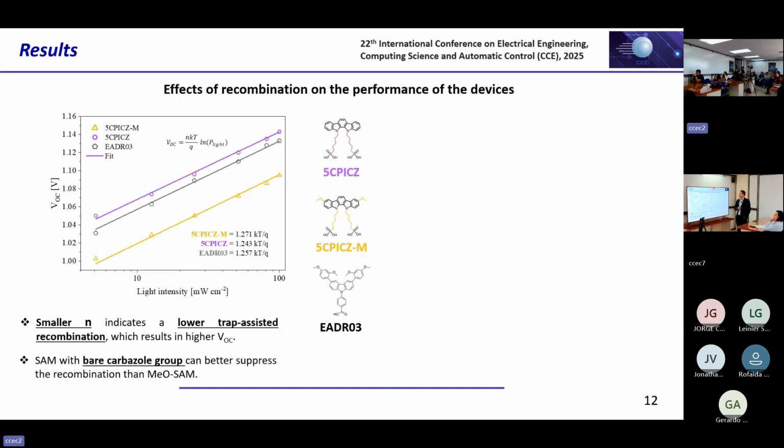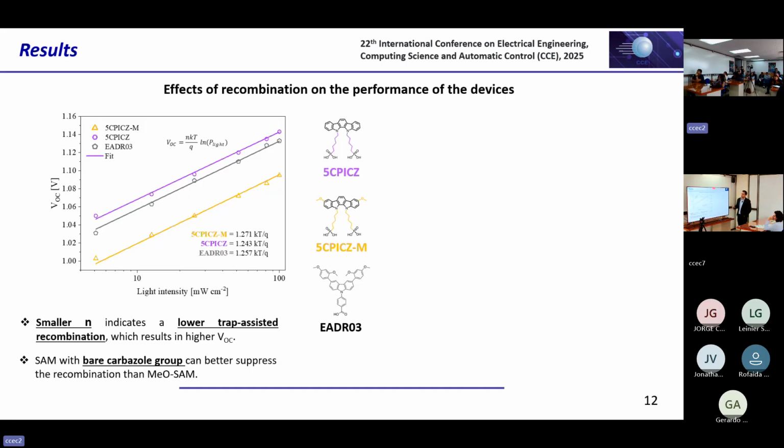And then we also want to investigate more the recombination in the perovskite solar cell. So we measure the dependence of the VOC on the light intensity. In this way, we measure the JV curves with different light intensity, then we extract the VOC values, and then after fitting with this formula, we can extract the ideality factor.